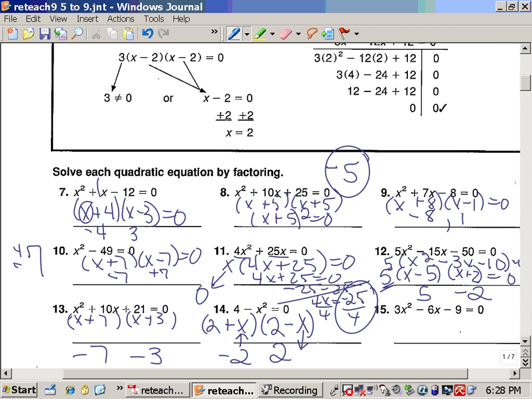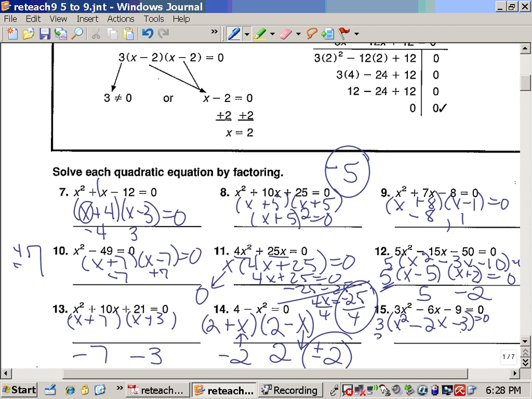So you can write the answer as two different parts, or positive, negative 2. On number 15, I see that they have a greatest common factor, so I'm going to take out a 3. That gives me x squared minus 2x minus 3 equals 0.